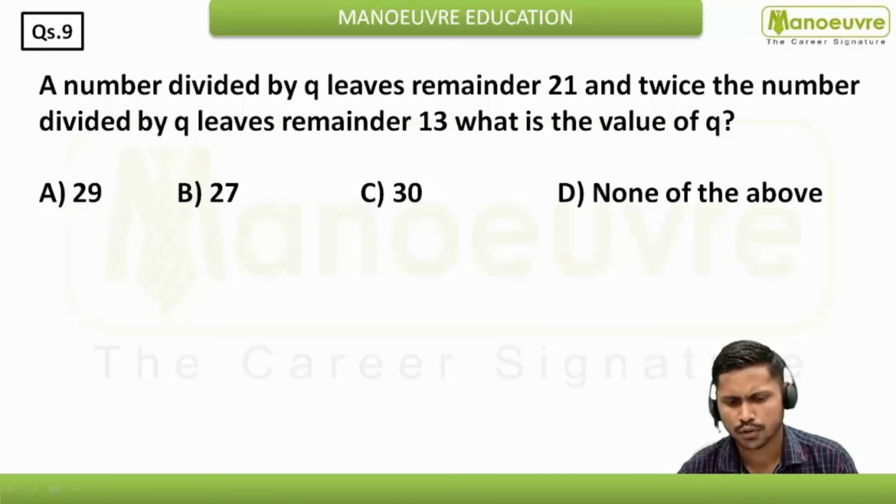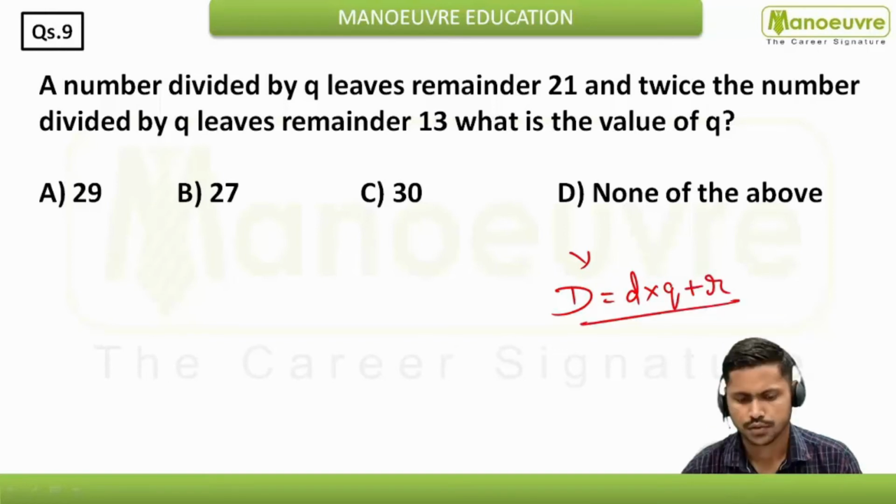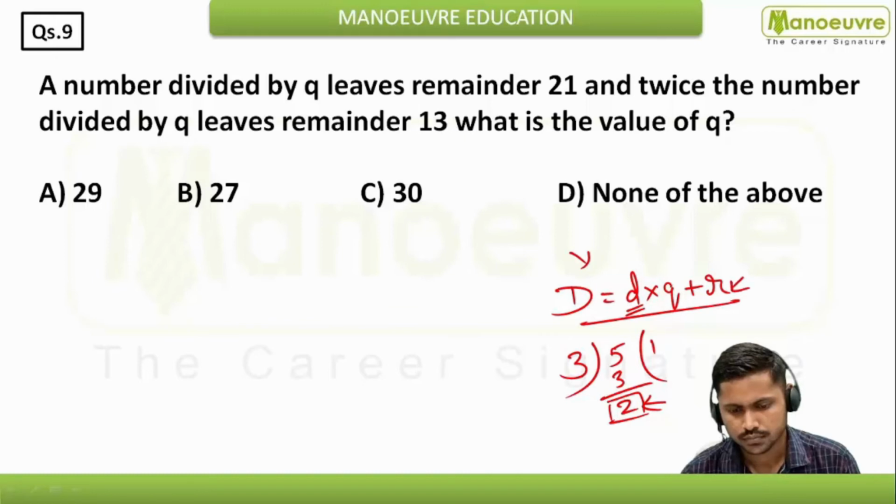You must be knowing the formula: dividend is equal to divisor into quotient plus remainder. Yes or no? For example, if 3 is your divisor and you are dividing 5 by 3, then 3 times 1 is 3. So this 2 will be nothing but your remainder here, 1 is your quotient, 5 is your dividend, and this 3 is your divisor, right? So these are the things.